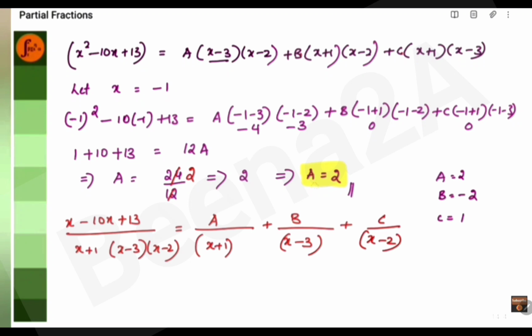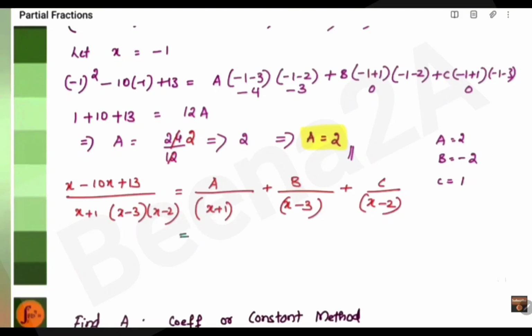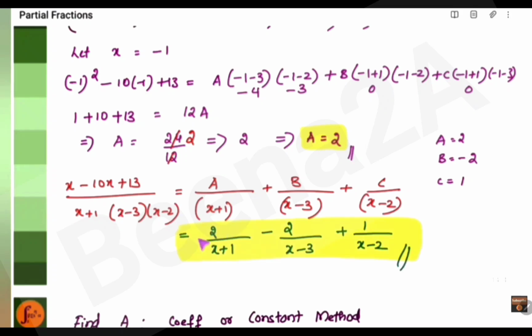Now that we have got all the values of a, b and c, we'll take the original expression where we had split it in terms of a, b and c and substitute the values of a, b and c. So on substituting, we'll get a is equal to 2, 2 by x plus 1, b is equal to minus 2, minus 2 by x minus 3, c is equal to 1, plus 1 by x minus 2. So here we have got the partial fraction.